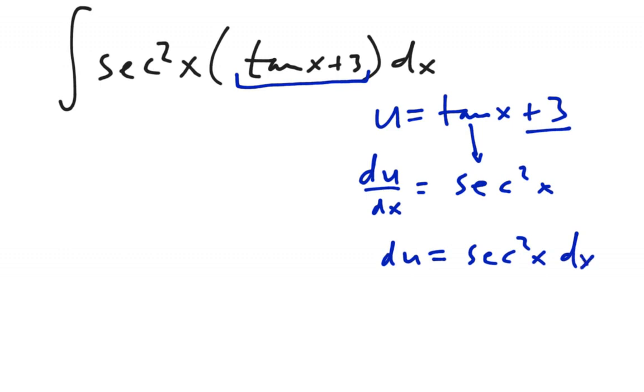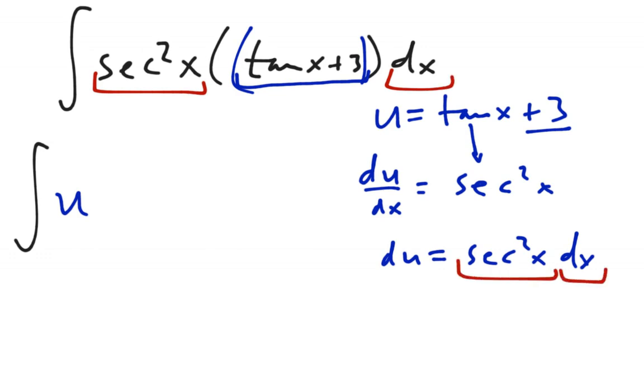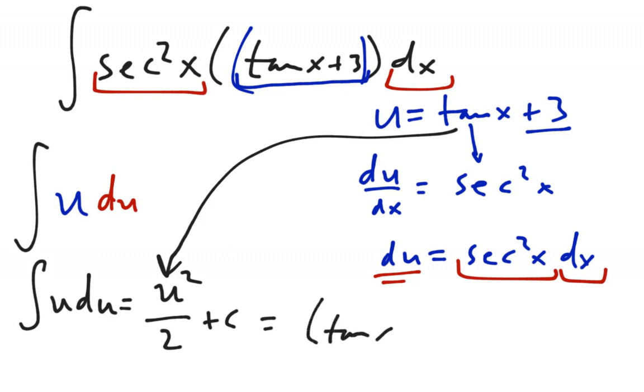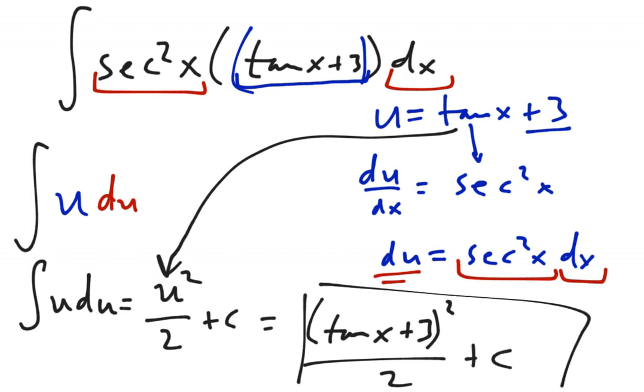And now I just replace everything. So the tangent x plus 3 gets replaced with u, and the secant squared x and the dx, ta-da, get replaced by du. So I integrate u du, which is u squared over 2 plus c, basic integral. And then I'm not done yet, I do need to substitute back the original function, and I'll get tangent x plus 3 squared over 2 plus c, and that's my answer. So once you get the hang of it, U-substitution is pretty easy. You just have to watch out for it when you're integrating.